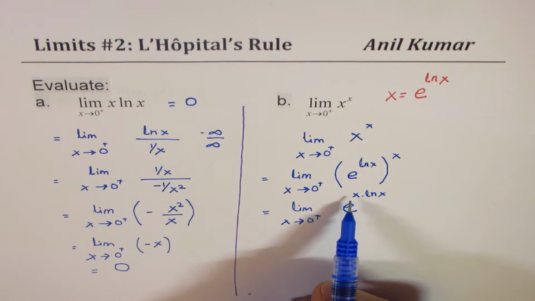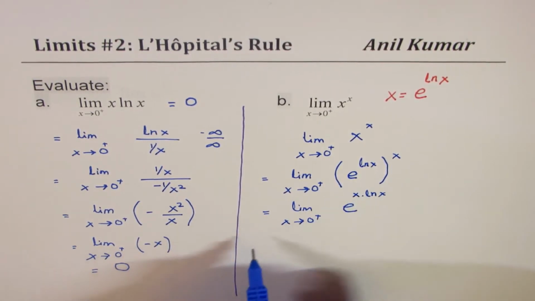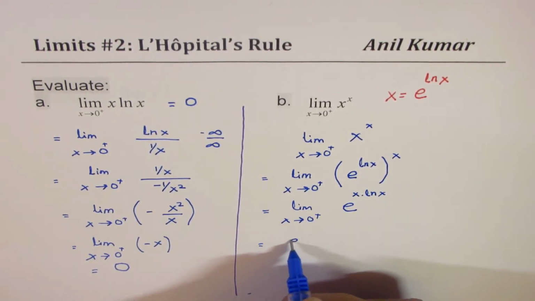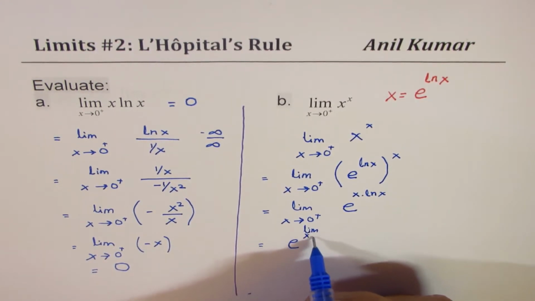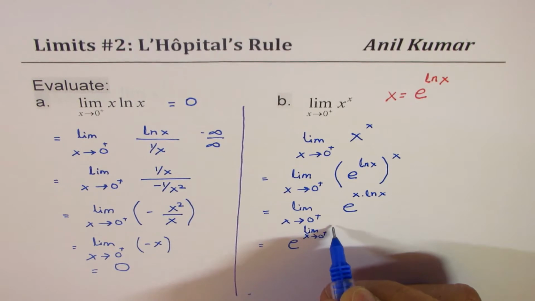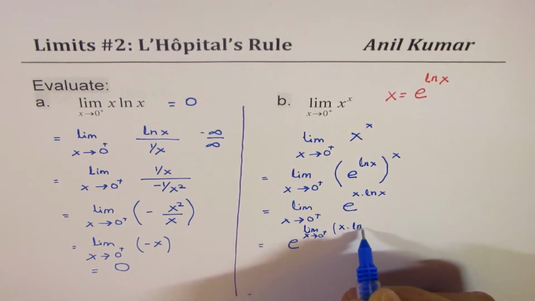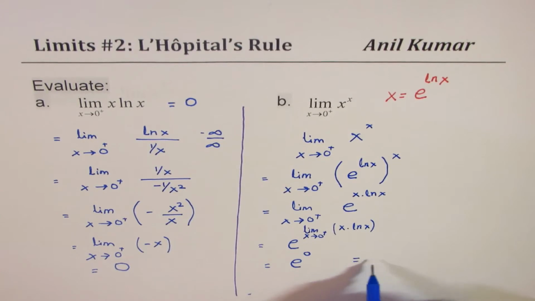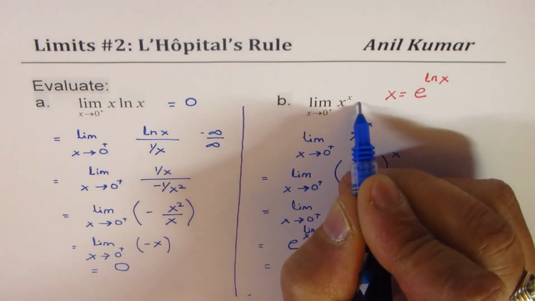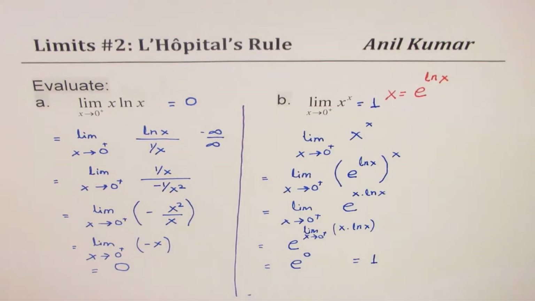Now here, the limit of this function, we could write this as e to the power of limit x approaches 0 from the positive side for x ln x. And we just now showed that this limit is 0, so we get e to the power of 0, and anything to the power of 0 is 1, and therefore this limit is 1.